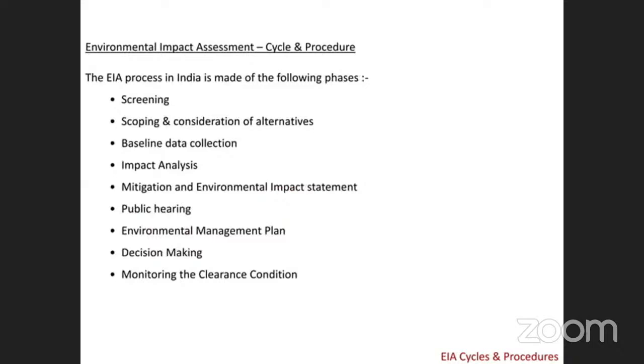The next, EIA assessment, EIA cycle and procedure. The EIA process in India follows these steps: screening, scoping, baseline data collection, impact analysis, mitigation and environmental impact statement, public hearing, and environmental management plan, decision making process, and monitoring the clearance conditions of the EIA cycle.